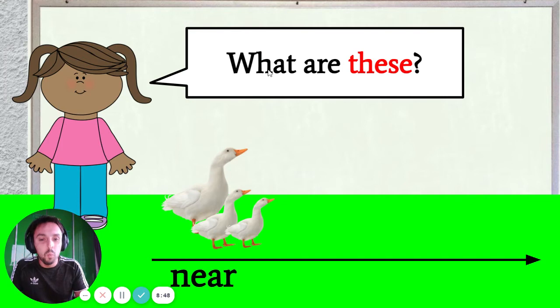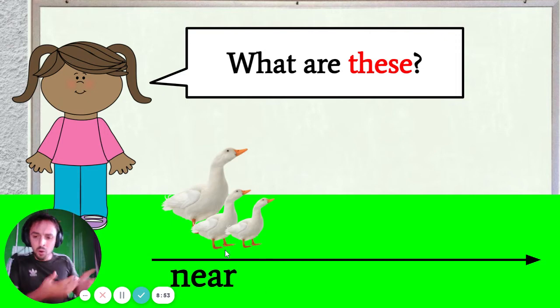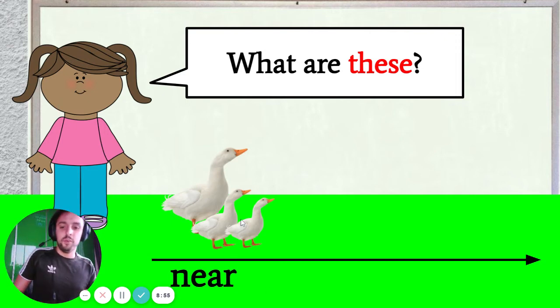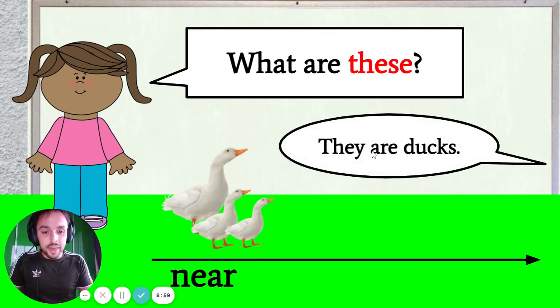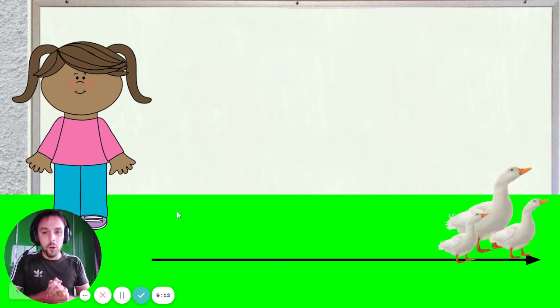We say, what are these? What are these? Okay. And the answer, they are ducks. They are ducks. Okay. That's the answer. What are these? They are ducks.